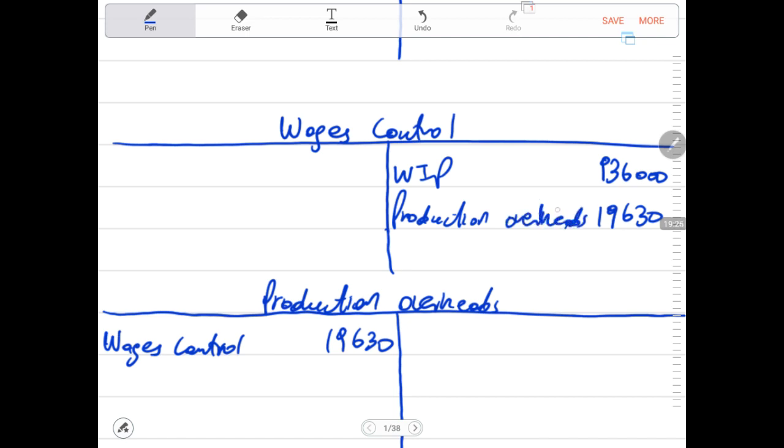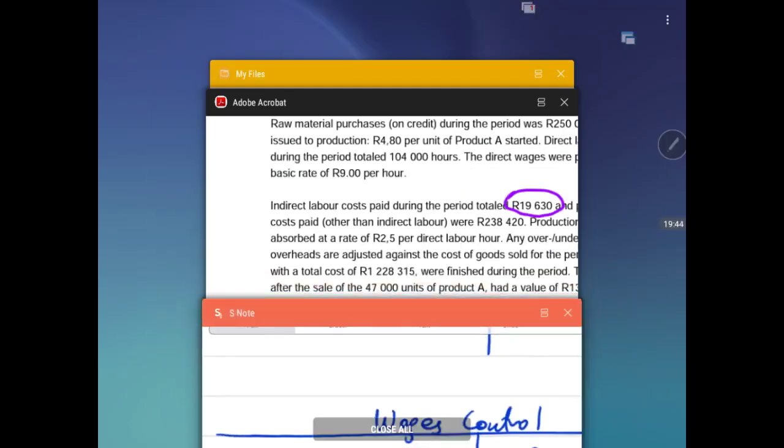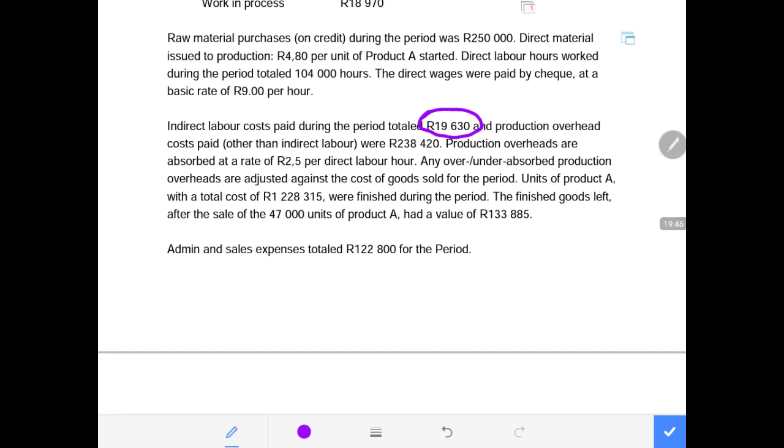This is our production overheads account. Then we have captured that correctly. For every debit entry, there should be a credit entry. And now once again, all the overheads go to the overheads cost. Remember, overheads are the indirect expenses or indirect cost.